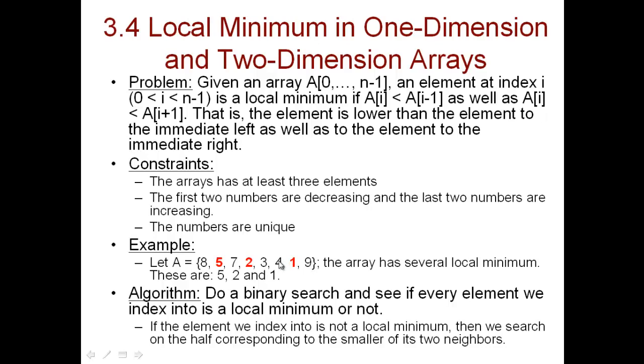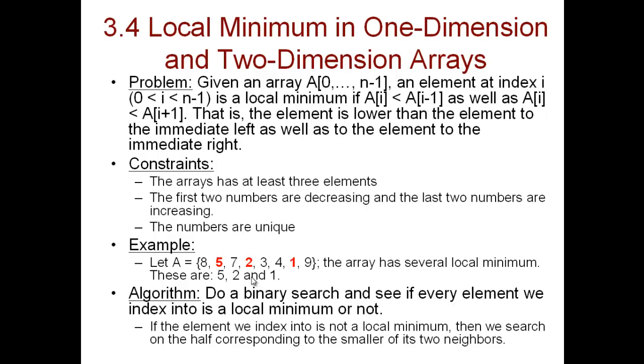4 is not a local minimum, it is greater than both its elements to the right and left. Whereas, say for example, 3 is not a local minimum because it is greater than the element to its left. It's less than the element to its right, which is okay, but it's greater than the element to its left. So an element should be less than both its elements to the left as well as to the right. Only then can you say that the element is a local minimum.